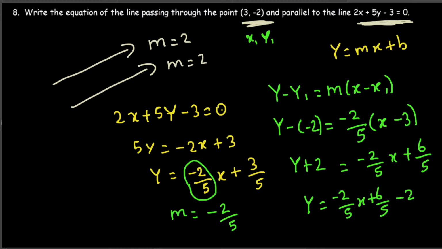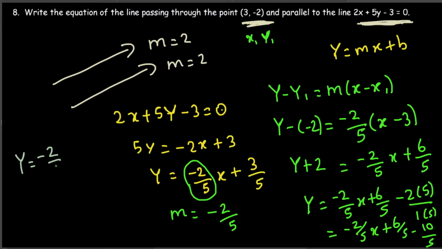And here we can do a little bit more simplification by making the denominator the same. To make the denominator of this 2 into 5, I have to multiply numerator and denominator by 5. If I do that, I'm going to get -2/5 x + 6/5 - 10/5. 6/5 minus 10/5, that's -4/5. So the final answer we are going to have is y = -2/5 x - 4/5. And that's the final answer for this question.